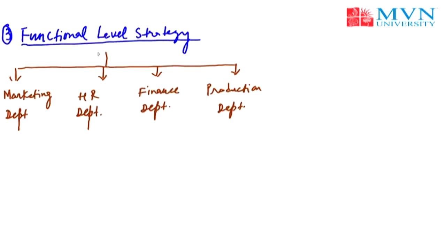They are totally working in coordination, in unity. For example, the marketing department needs information about the launching of a product, when to take the right step, when to enter the market. So for that reason, it has to take some information from the finance department. So we have seen that functional level strategy represents various kinds of departments within the organization like marketing, HR, finance, and production.